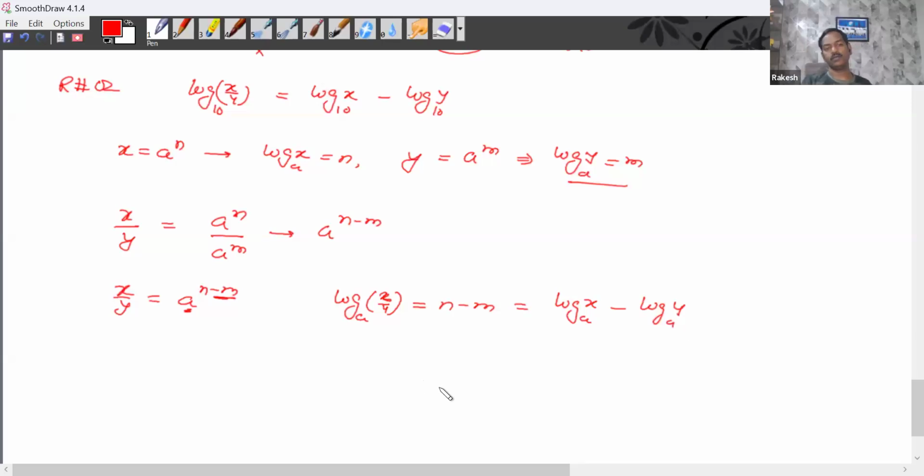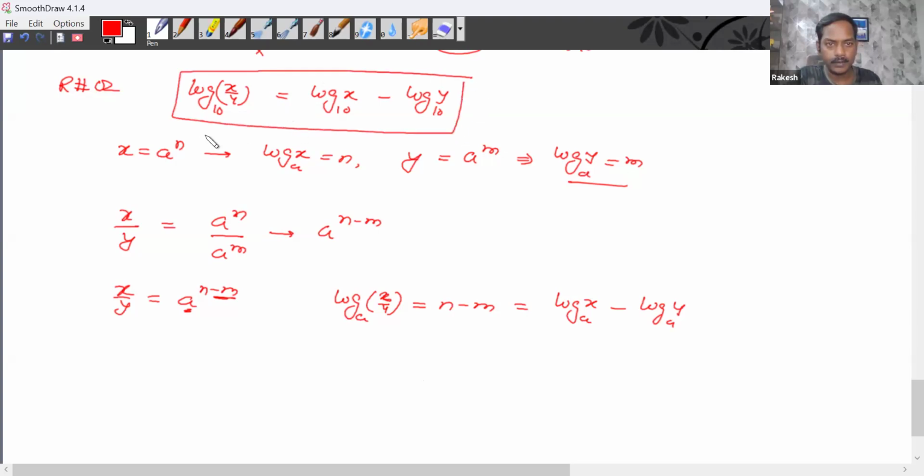This is my rule number 2, as you can see, right? This is not necessarily 10, it could be any base. Fair enough, right? So we have taken 2 end results and we have seen 2 rules.